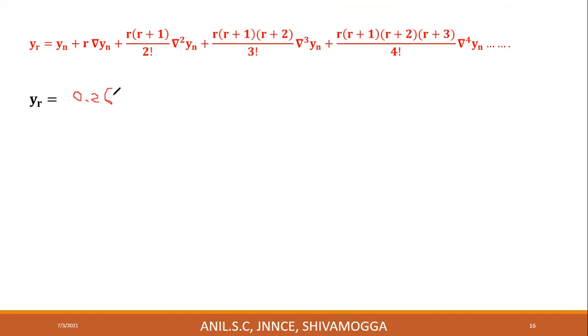It's very difficult to write with the mouse. 0.2659. After 4 decimal places, it's enough. This is approximately 0.2660. Y is equal to 0.2660, that is tan 0.26. Y means tan 0.26 is equal to 0.2660.